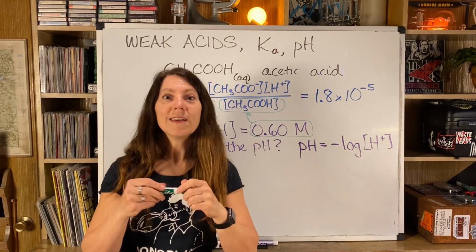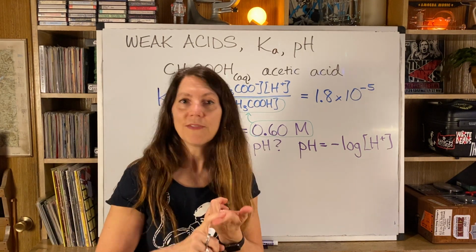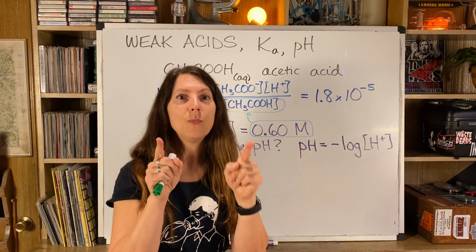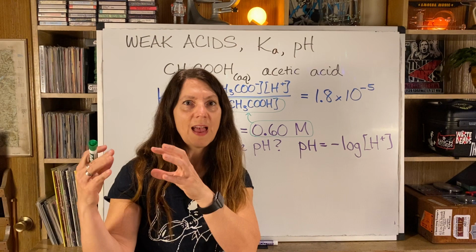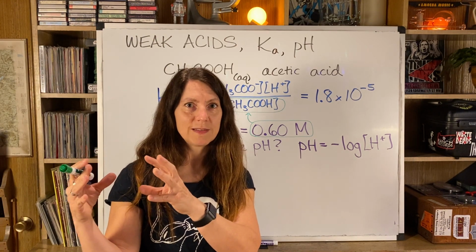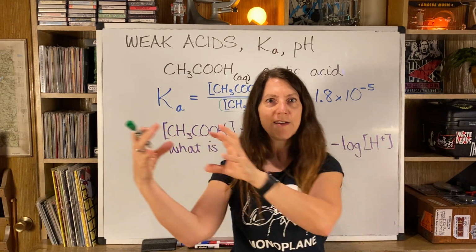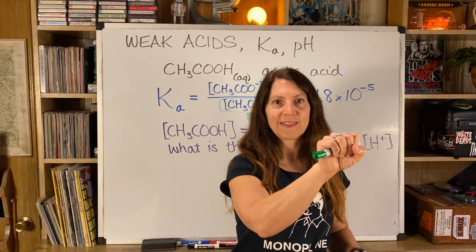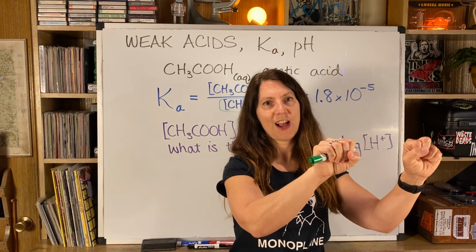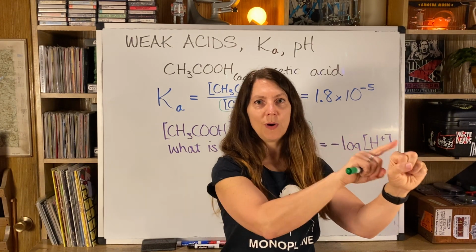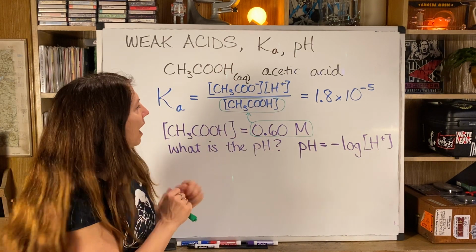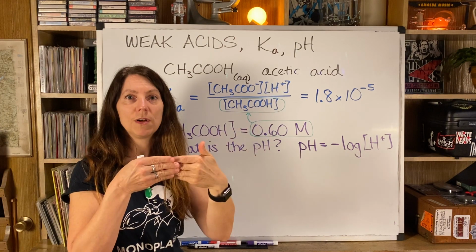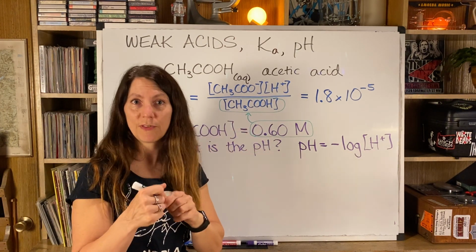So this is where we acknowledge all we have in solution is this acetic acid, and there is a 1-to-1 stoichiometry. When that acetic acid molecule broke apart, for every one of those acetic acid molecules, it gave us 1 acetate ion and 1 H+ ion. So we have a 1-to-1-to-1 stoichiometric ratio. And so that means that the concentration of these two ions is equal. Okay, that's going to be really helpful for us.